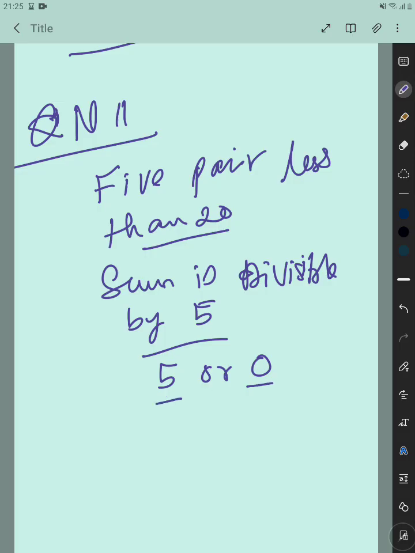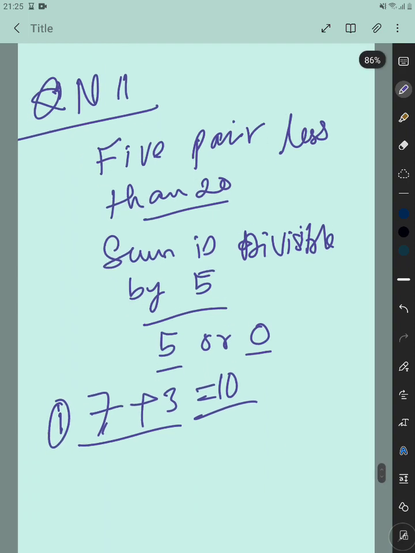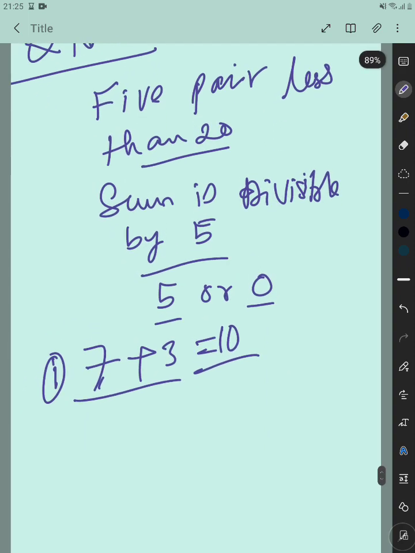So you need to refer to the table. I am referring to the table, and you need to also refer to the table. So take 7 and 3. 7 plus 3 will be 10, so it is divisible by 5. So the first one we found. 5 pairs you need. And take 13 and 7, the second one. 13 plus 7 will be 20. This is also divisible by 5.